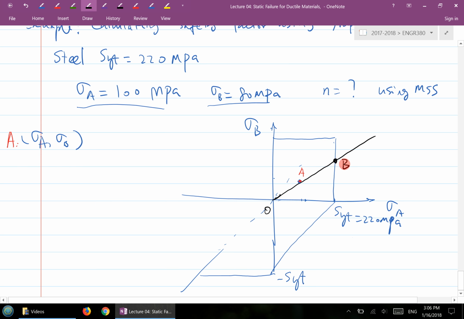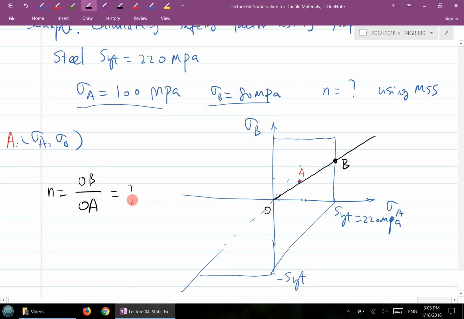And once you finish this here, you can use your ruler. Use your ruler here. How much distance from O to A? And use your ruler to calculate how much distance from O to B. So calculate your distance using the ruler, OA and OB, and then do a division between OB and OA. So this will be your safety factor.